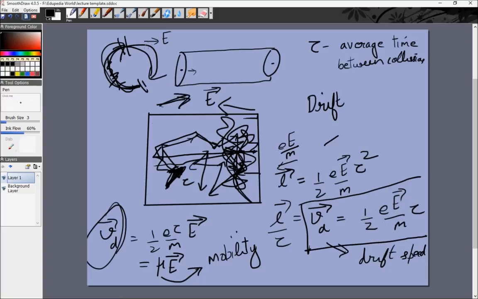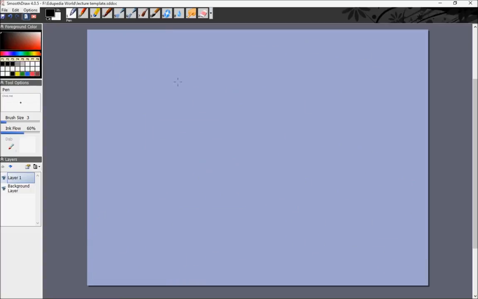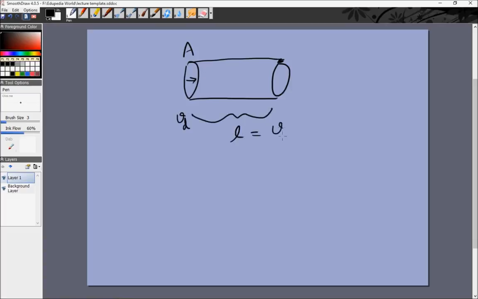We wanted to relate the electric field to the current, so now we'll have to relate the drift speed to the current. Right, so let's see that. Imagine if we have a conducting material. Let's say the area of cross section here is A, and electrons are moving with a drift speed of Vd towards the right. Let's call this length L, which is equal to Vd times delta t, which is the length which the charge would move in a time delta t.